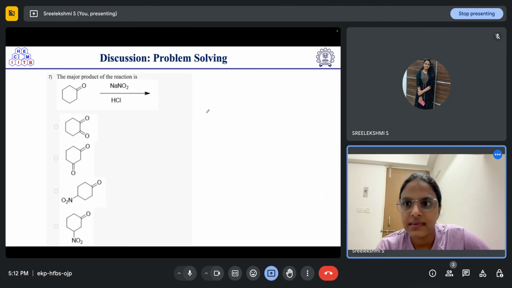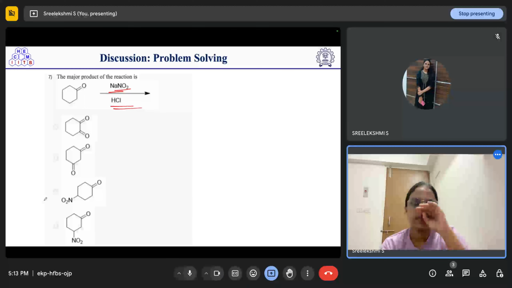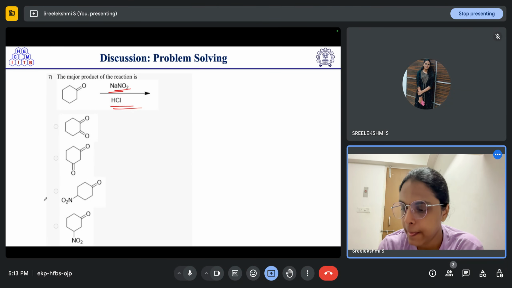Moving to the next question, the major product of the reaction. So this cyclohexanone, the cyclohexanone we are treating with this sodium nitrate and HCl, which will be the major product out of these four options given here.